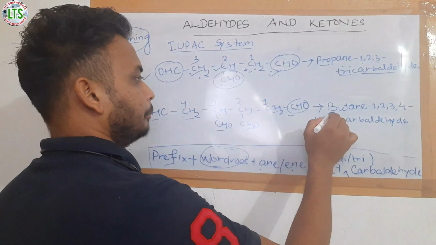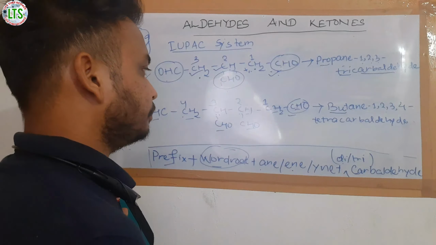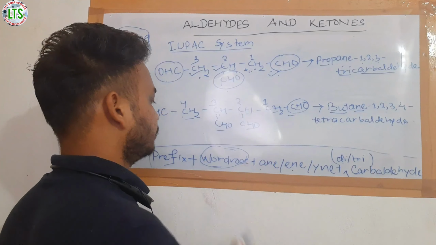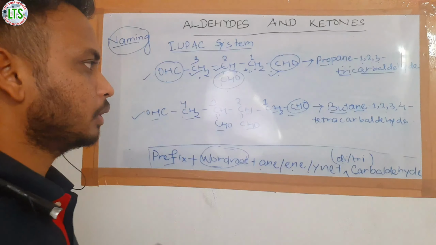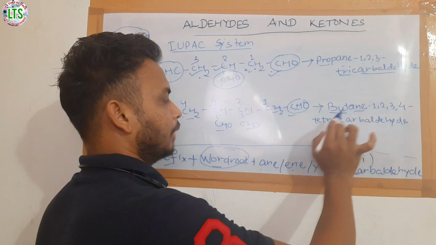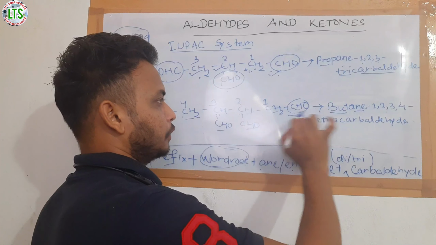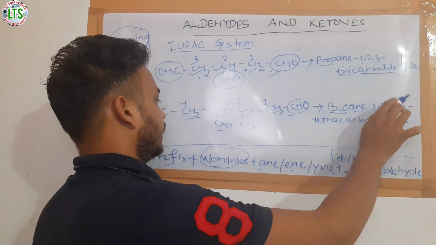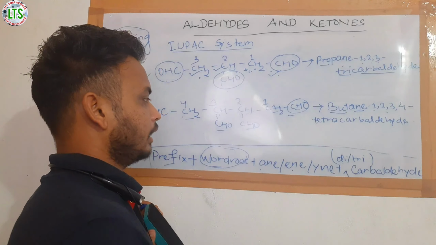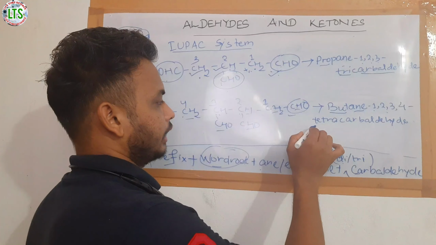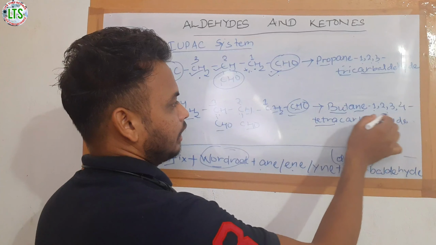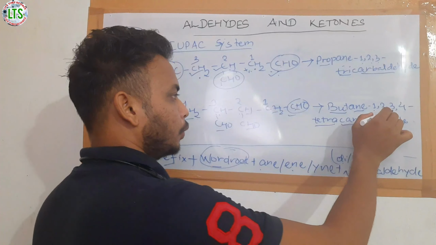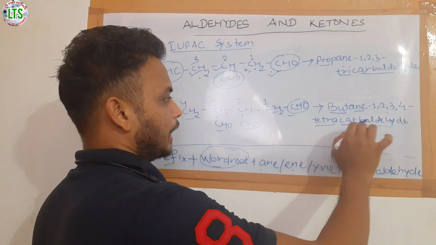So the word root will be but. Then we can write ane, as there are no double bonds or triple bonds in this compound. Next, the positions of the CHO groups are 1, 2, 3, 4, so we can write 1,2,3,4. And as there are 4 CHO groups, we can write tetra and lastly carbaldehyde. So the name is butane-1,2,3,4-tetracarbaldehyde.